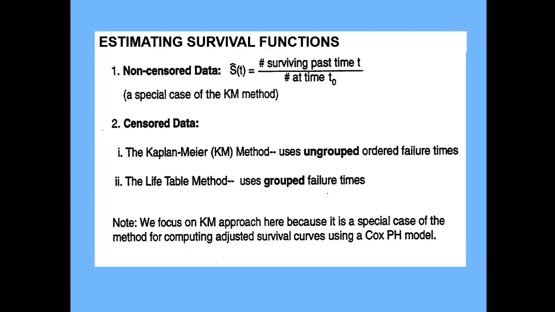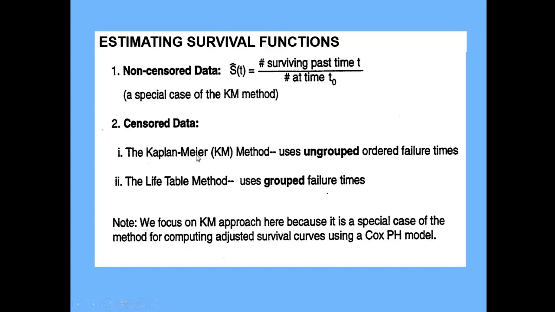If there's nobody censored, you don't have to worry about people not having the same amount of follow-up. Everybody's been followed for the same time until somebody fails. So it's the number surviving past time t divided by the number of people at risk at the start of the study. Now, if there's censored data, it's a little bit more complicated, because you have to somehow deal with the fact that some people have dropped out of the study, and you can't get the formula in this simple way. And so there are two methods for dealing with censored data.